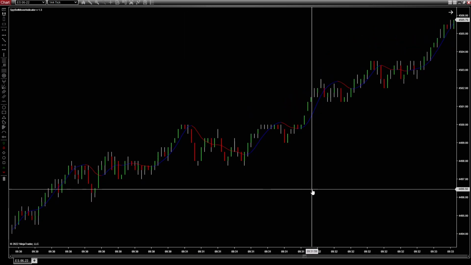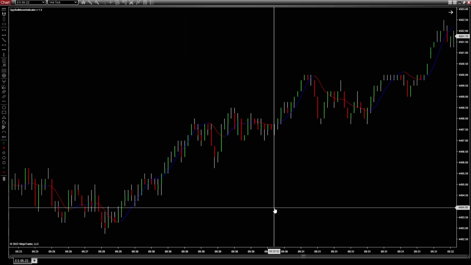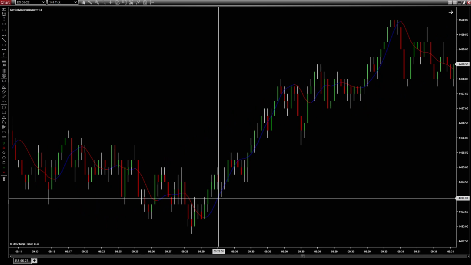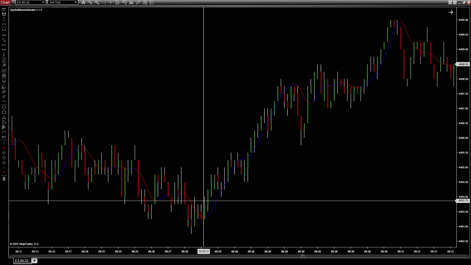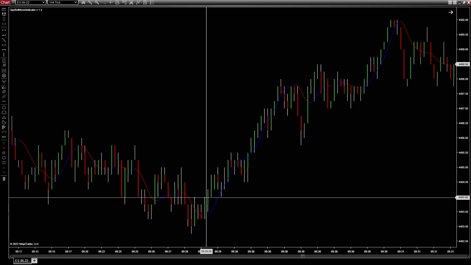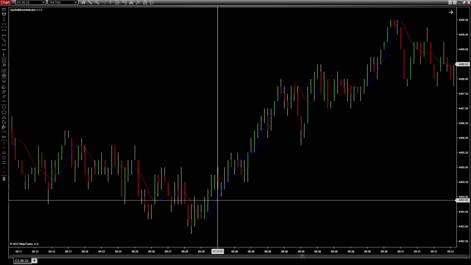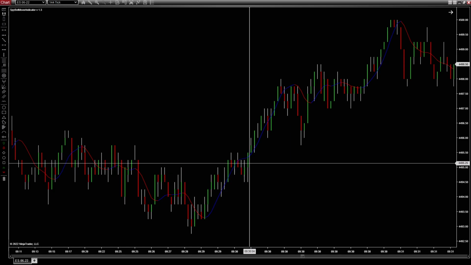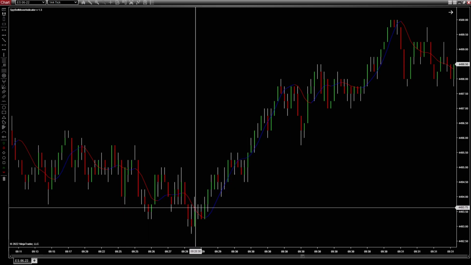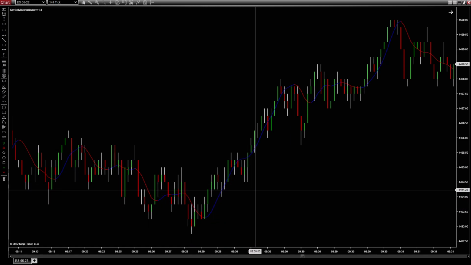So how I trade the mover is I'm looking for blue and red. Now, if you want, you can change these colors to whatever you want. Blue and red just stands out to me. Blue is a standard long for most everybody. Red is standard short, and that's why I picked those.